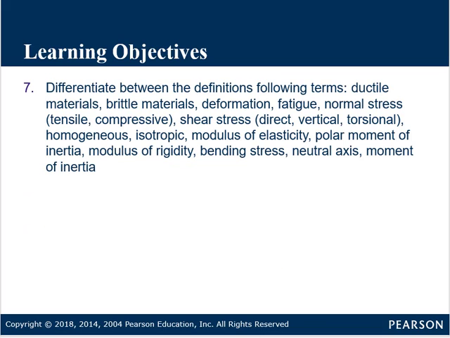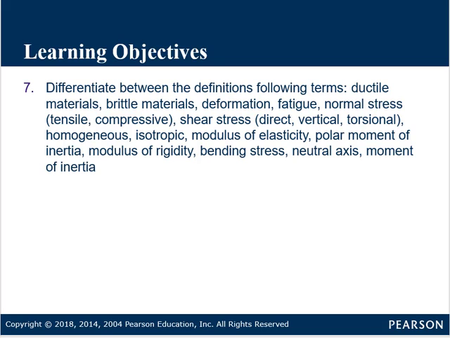Finally, we're going to have our terms here. Our terms are going to be ductile materials versus brittle materials, deformation, fatigue, normal stress, that's tensile and compressive, and shear stress, which is direct, vertical, and torsional. And we're going to talk about homogeneous, isotropic, modulus of elasticity, the polar moment of inertia, modulus of rigidity, bending stress, neutral axis, and moment of inertia.